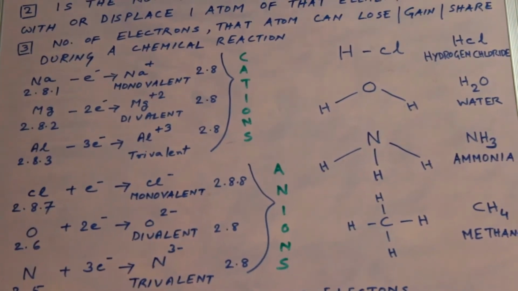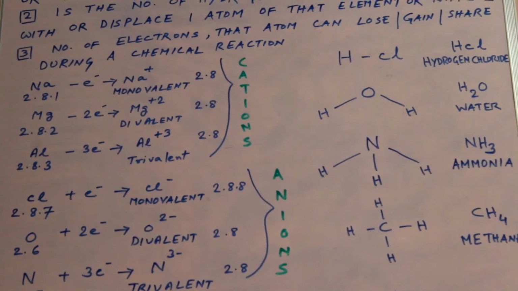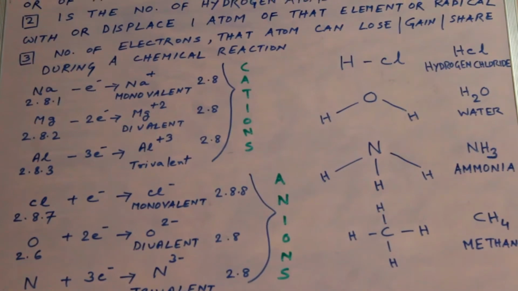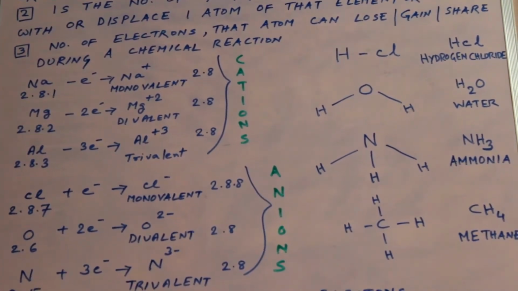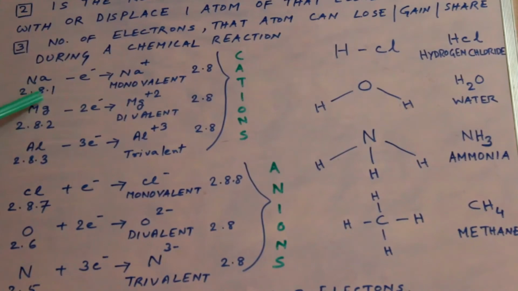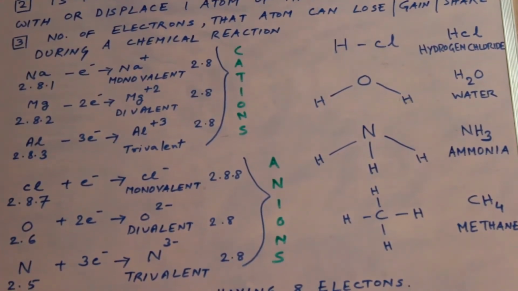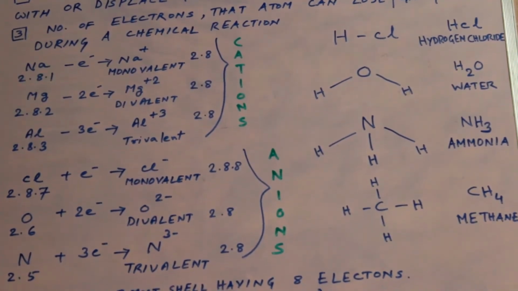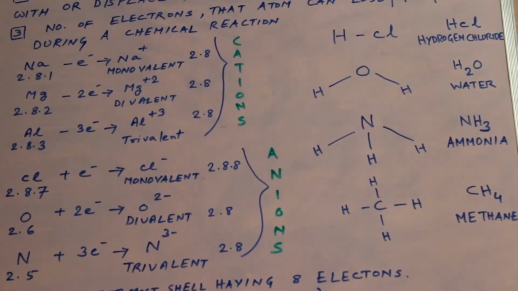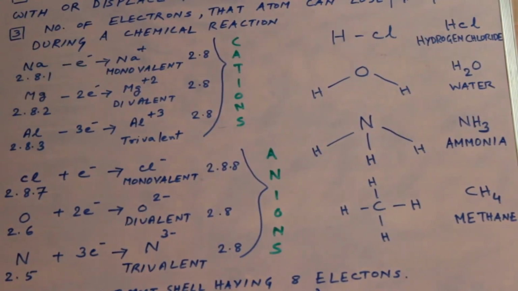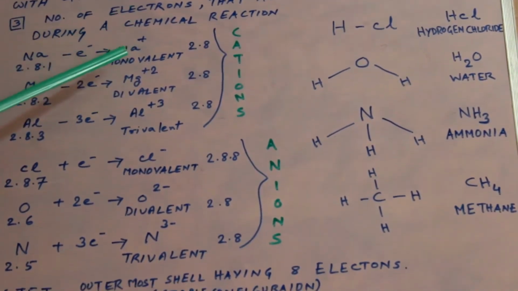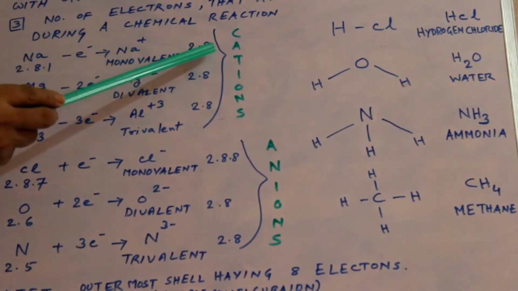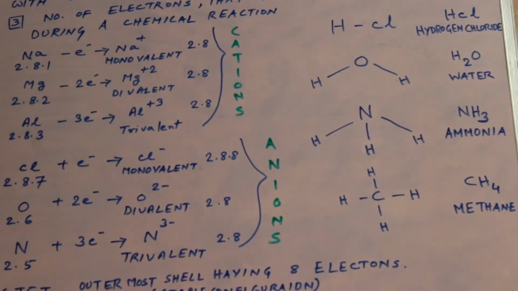Another way of defining valency is the number of electrons that an atom can lose, gain or share during a chemical reaction. For example, we know sodium 2,8,1 is the electronic configuration. I told you about the electronic configuration in lesson number 1. So one electron in the outermost shell, which is also known as valence shell. If one electron goes out, then it becomes Na+ and the electronic configuration becomes 2,8. That means 8 electrons in the outermost shell, and this is known as monovalent.